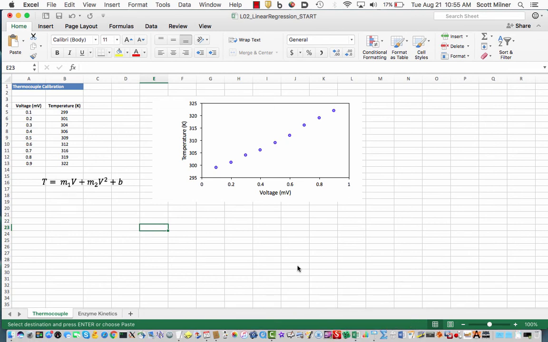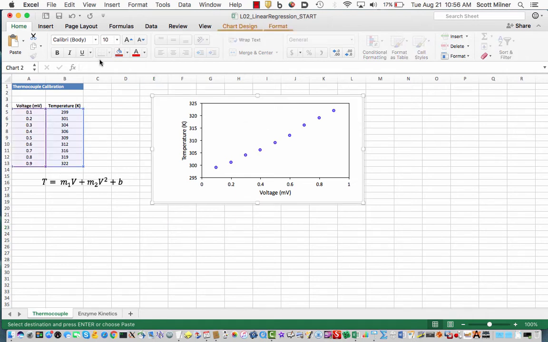So now we're going to look at the thermocouple data, and we're going to look at what happens when we do a linear fit and decide that the data was not quite linear and maybe had a little bit of curvature to it. So we've seen already how we go about adding trend lines, and we're going to add a trend line to this data here.